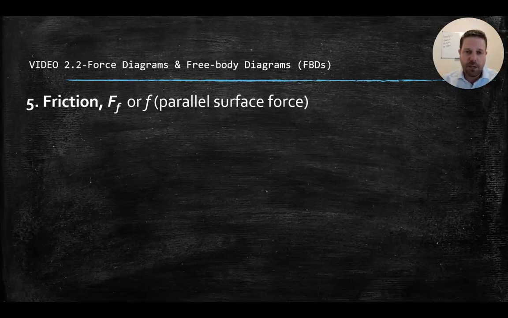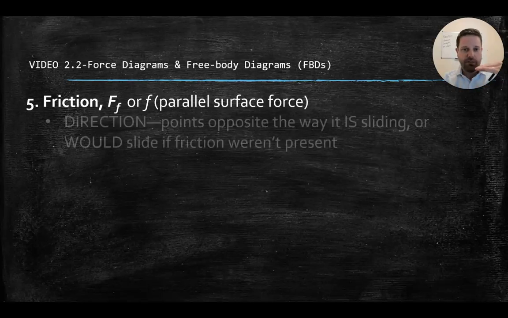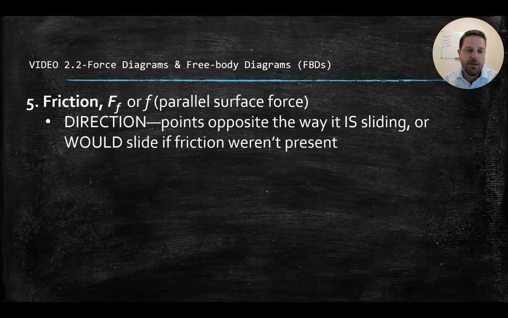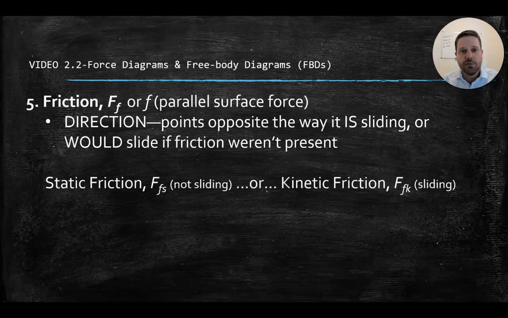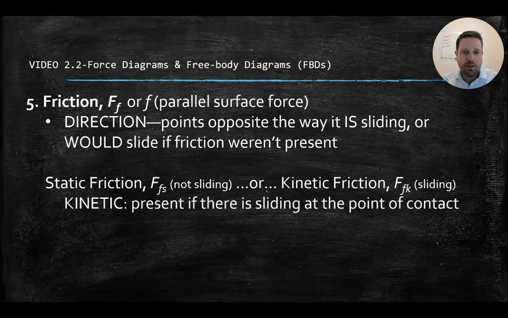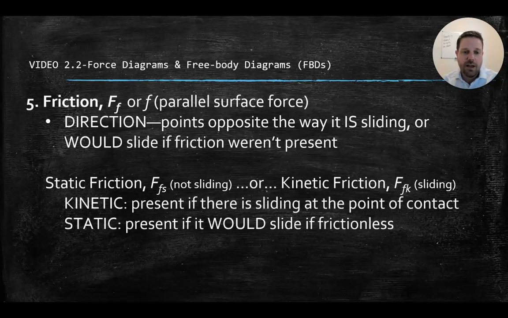And so instead of being a perpendicular force from the surface, this is going to go along the surface, so parallel to that surface. It's going to point opposite the way it is sliding, or opposite the way it would slide if friction weren't present. So therefore, there are 2 different versions of friction. There's when it's not sliding, which we call static friction, and when it is sliding, which we would call kinetic friction.